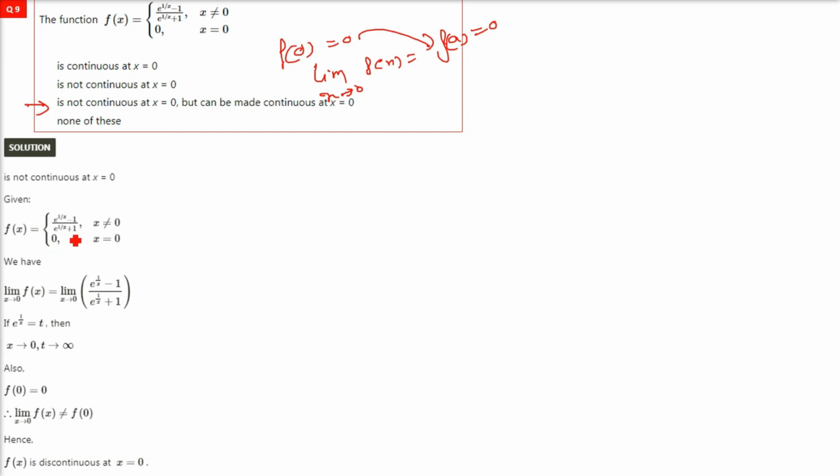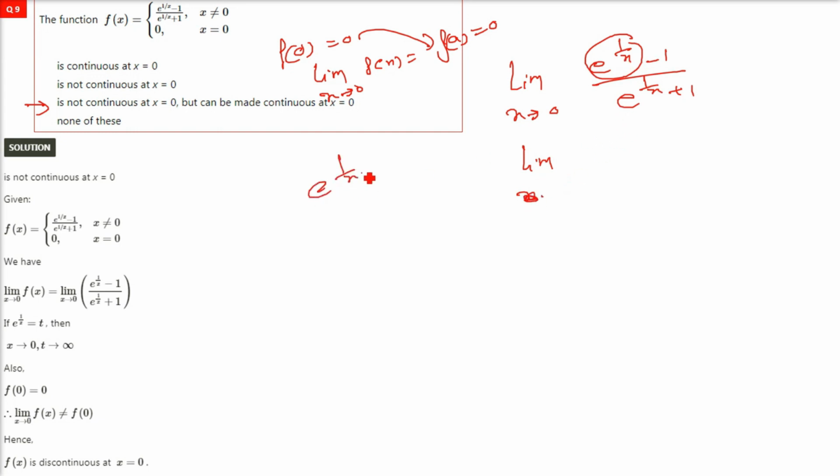There are certain ways you can solve it. If you know about the limits, it's quite easy for you. Limit x tends to 0 of e raised 1 by x minus 1 divided by e raised 1 by x plus 1. Now you just take this term, call it as some t or some p, whichever you want.